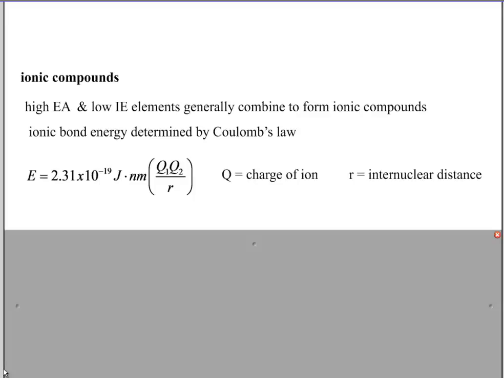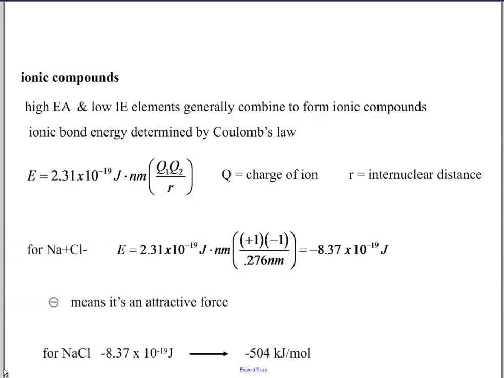So we saw this equation before. We want to take a look and see what this looks like for sodium chloride. Sodium is a +1, chloride is a -1, so we put those numbers in there. The distance between the sodium and the chloride nuclei is 0.276 nanometers. So we do the math and we get the value for the energy.